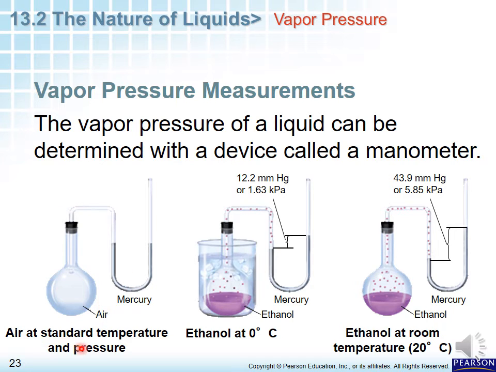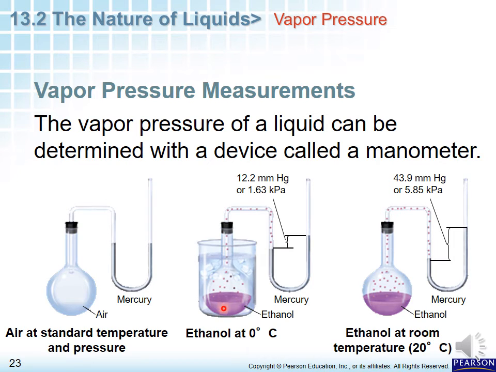Now you can see this at the standard temperature and pressure, with air, the mercury level in both columns is the same, which is 1 atmosphere. But if you fill with ethanol at 0 degrees Celsius, there is some movement of particles escaping from the surface.